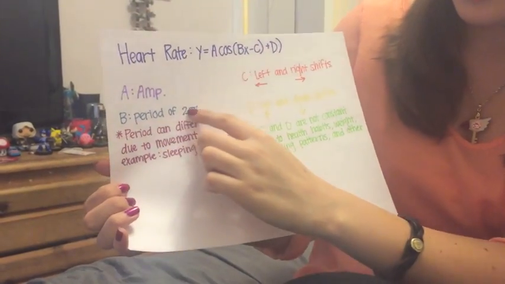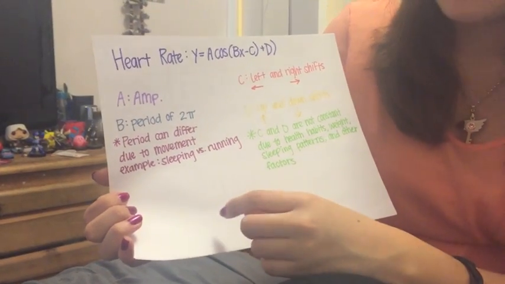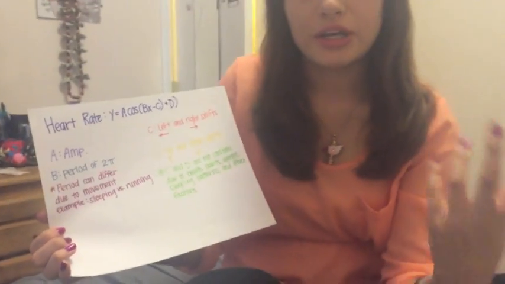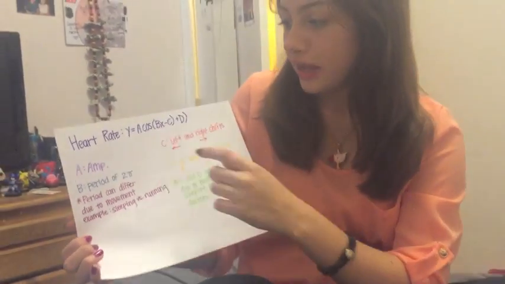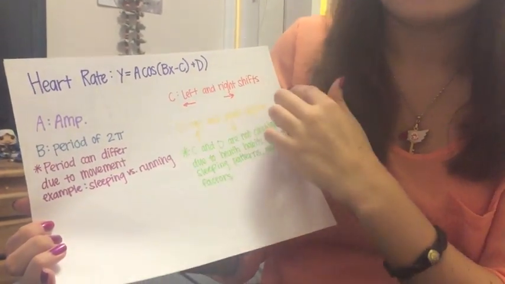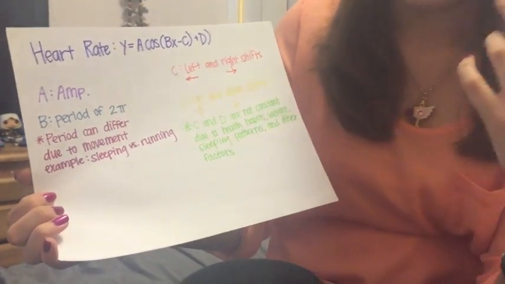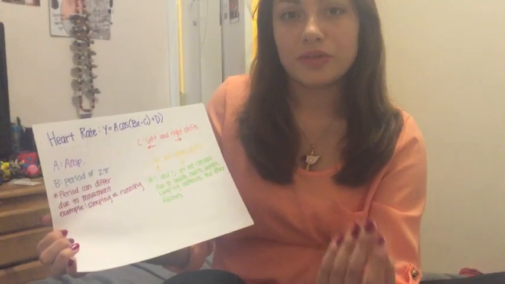But I'm Serenity. Okay, so for heart rate, we have this equation, y equals a of cos of bx minus c plus d. And so for our a, we know that a equals amp, and your b is a period of 2 pi. But keep in mind that your period can differ due to movement. So for example, it can differ if you're sleeping versus if you are running. And your c is your normal left and right shifts, and your d is your up and down shifts. We also have to keep in mind for c and d that they're not always going to be constant because they can change due to factors in your health habits or in your weight or in your sleeping patterns or any other factors. So let's take a look at Emily and Scarlett's heart rate.